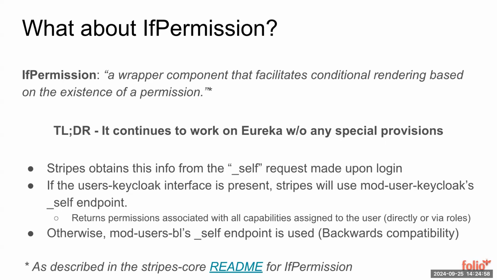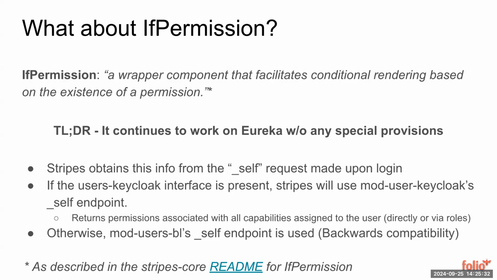All right, so Stripes and IfPermission. If you're not familiar with IfPermission, as it's defined in the stripes-core README, it's a wrapper component that facilitates conditional rendering based on the existence of a permission. In other words, if you've used FOLIO and you're familiar with the permission stuff, oftentimes buttons or action menu items or elements on the screen are shown or hidden based on the presence or absence of permissions assigned to that user, right? So again, the TLDR here is it continues to work in Eureka without any special provisions.